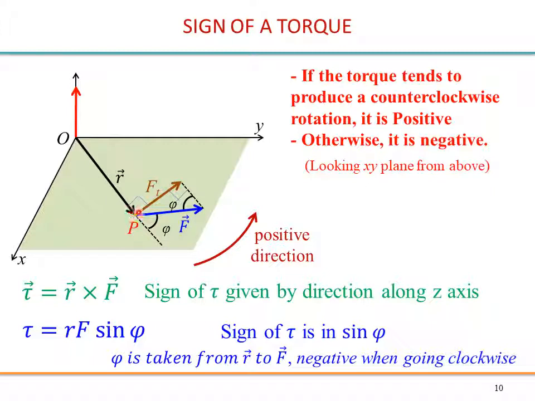Phi is taken from R to F. So F is here, and you can draw again your R vector from this point, so it would be here. From R to F you go this way. Okay, R to F, and this is a counterclockwise angle. It's positive according to our convention, and this will give you the proper sign of the tau component on the z-axis.